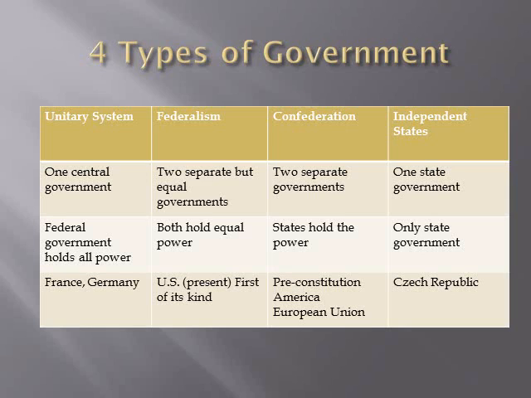In federalism, you have two separate but equal governments, and they both hold equal power. The United States is an example of that. In a confederation, you have two separate governments, and the states hold the power. In independent states, you have one state government and only state government.